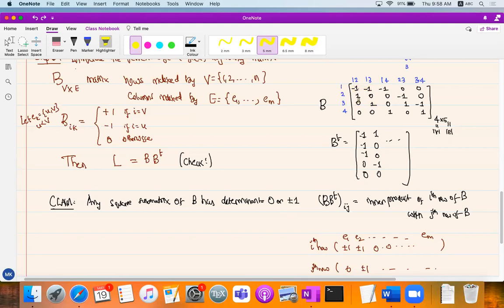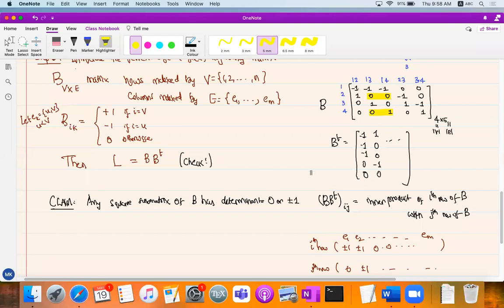Suppose I take some other submatrix: the second and fourth row and the second and third column. Now this is 0, 0, 0, 1. If you take the determinant, you get 0. So it is true.